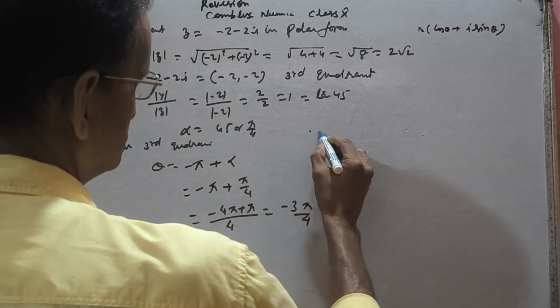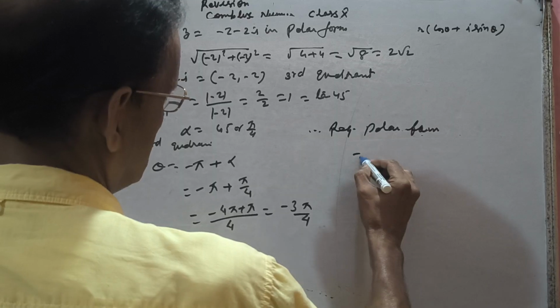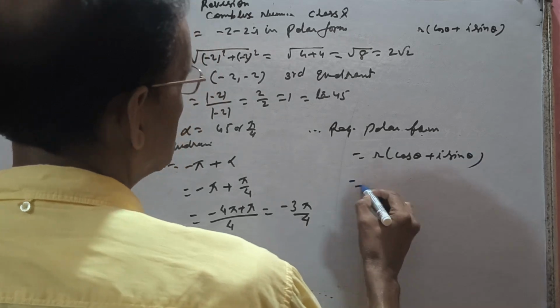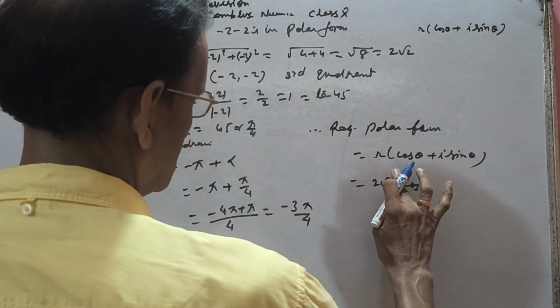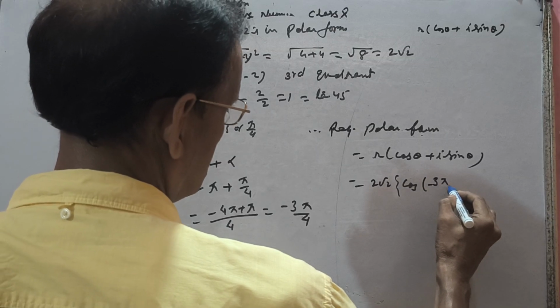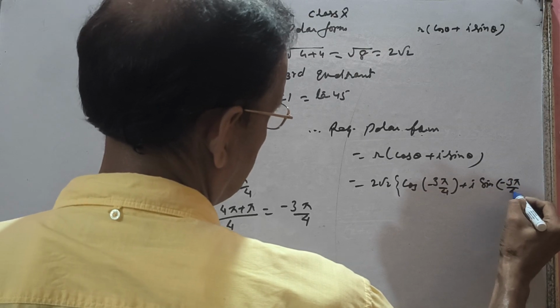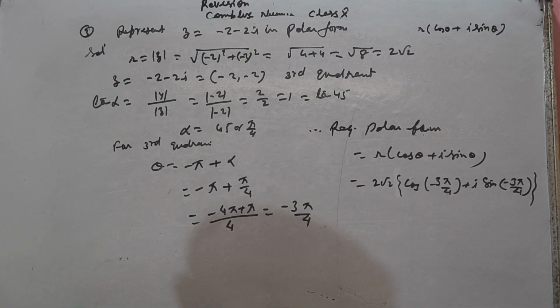So therefore, the required polar form is equal to r into cos theta plus I sin theta. What is r? 2 root 2, and cos theta is what? We need to give a different bracket here because theta is minus 3 pi by 4: cos of minus 3 pi by 4 plus I sin of minus 3 pi by 4. Okay, this is the answer, the polar form or trigonometric form, whatever you want to call it. Understood? Okay, next sum.